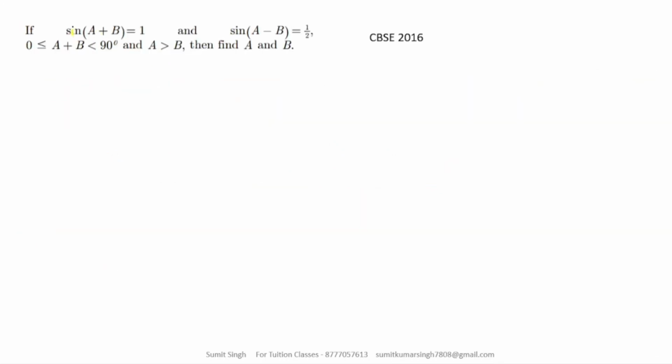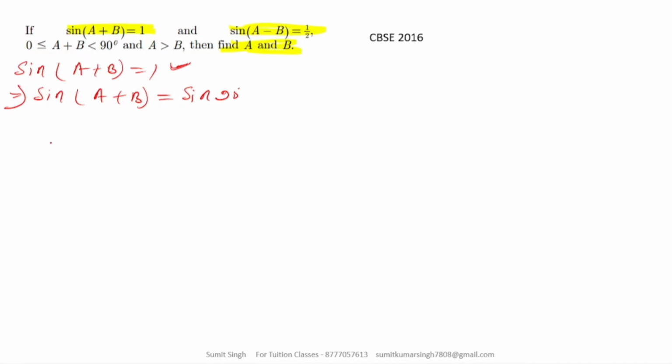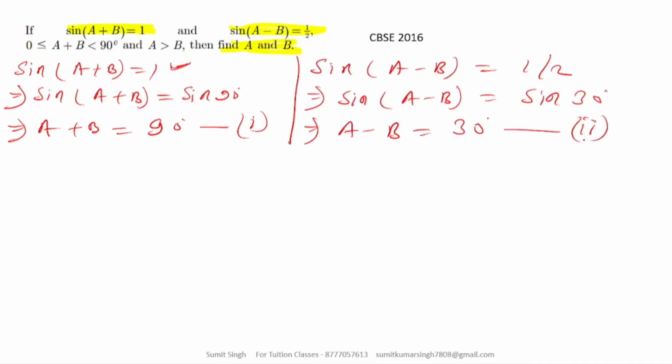In this question we have two conditions. One is sine (a plus b) is equal to 1, and sine (a minus b) is equal to half. Then we just have to find the value of angles a and b. So we have sine (a plus b) is equal to 1. So basically 1 is equal to sine 90 degrees. So from here sine and sine will cancel out. So we will have a plus b is equal to 90 degrees here. That will be our equation 1. Similarly, we will find the value of a minus b from the second condition. So we will get the value of a minus b as 30 degrees here.